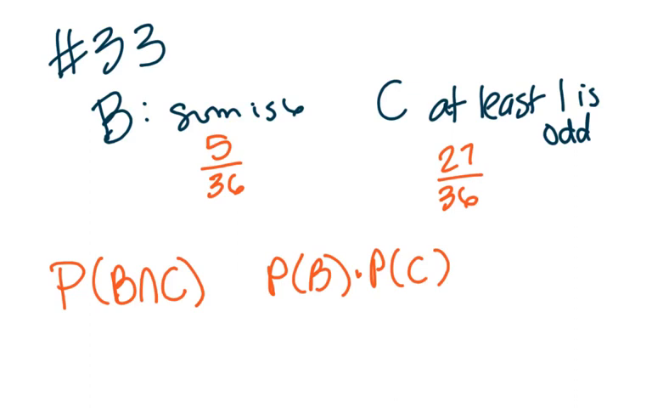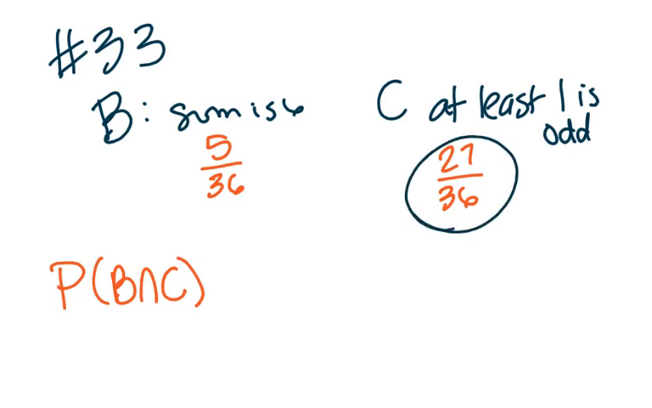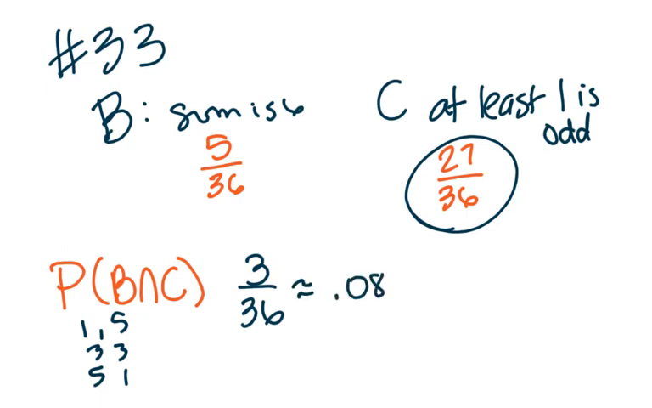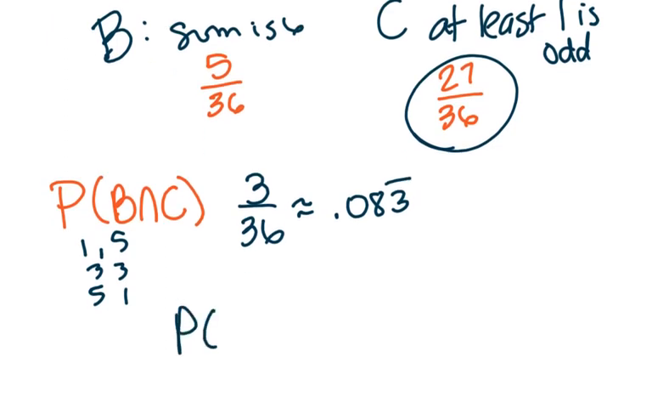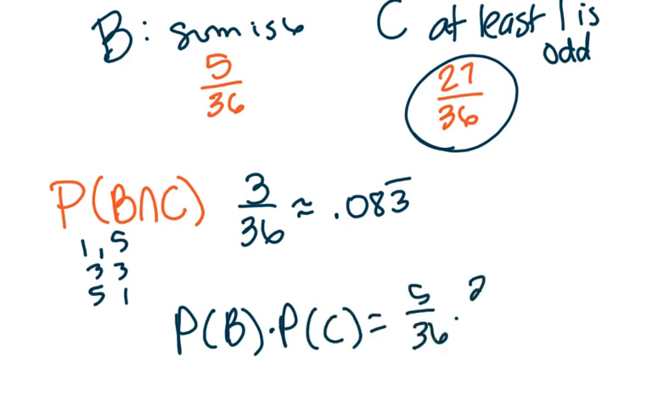So we can find the probability of B and C, again, by looking at that sample space of all the 36 ways you can roll a dice. And if you look at the ones where at least one of them is odd, how many of them have a sum of 6? And so if you look at that, it's going to be 3 out of the 36. FYI, that's 1, 5, 3, 3, and 5, 1. And those are the only ones that have a sum of 6 where at least one of them is odd. And that is about 0.083.